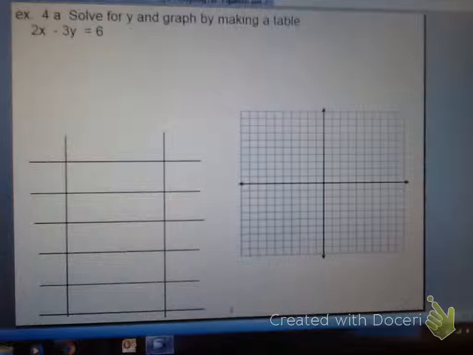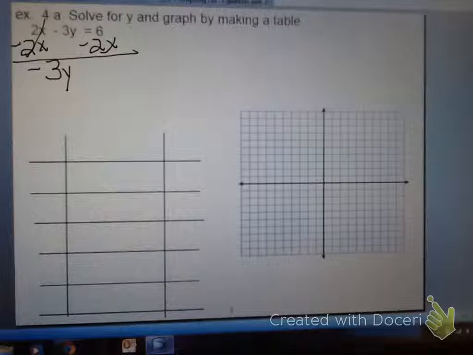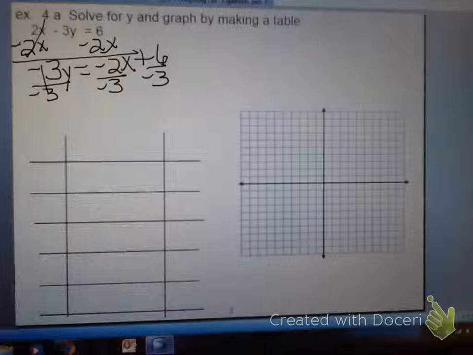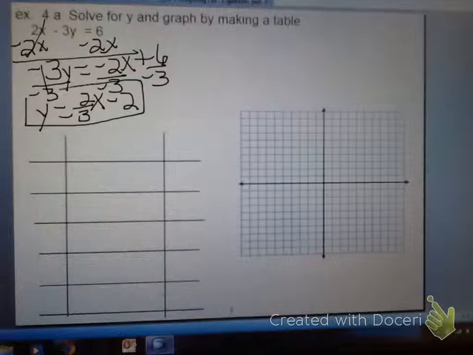Example 4a, solve for y and graph by making a table. So we're going to subtract 2x on both sides. So we get negative 3y is equal to negative 2x plus 6. Now we're going to divide everything by a negative 3. Be very careful. It's always divide by whatever you're multiplying y by. So it's y is equal to negative divided by negative is a positive 2/3 x. Positive 6 divided by negative 3 is a negative 2. And there's the equation.